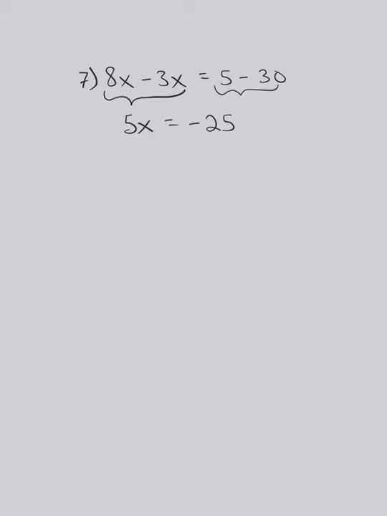So how do I finish this now? I want to get x isolated, but it's being multiplied by 5. What's the opposite operation to multiplying? Dividing. And so I have x is equal to negative 25/5. Now just remember how to divide signed numbers. I have a negative divided by a positive, so my answer is going to come out negative. Then I just do 25 divided by 5, which is 5. So my answer is probably negative 5.